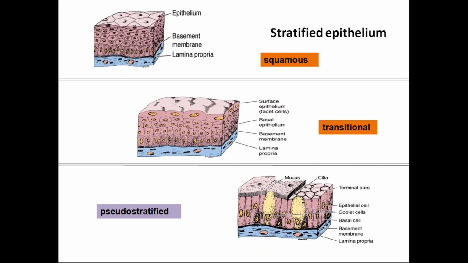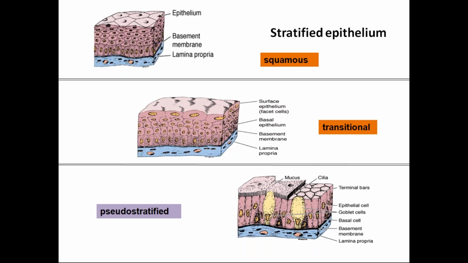So this is stratified squamous epithelium, and you will get it in the keratinized and non-keratinized forms. In our oral cavity and in the vagina, where the surface is always moist, you will get non-keratinized stratified squamous epithelium.